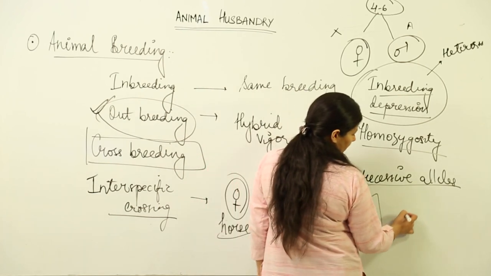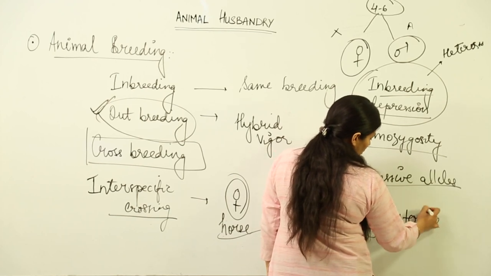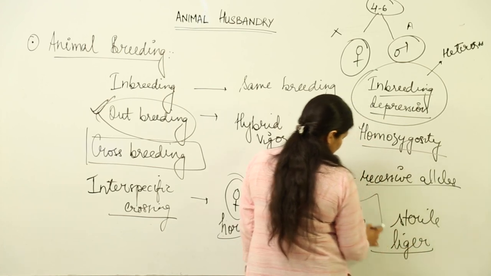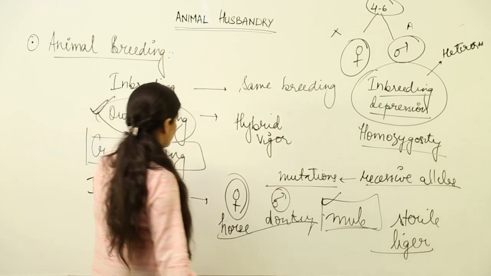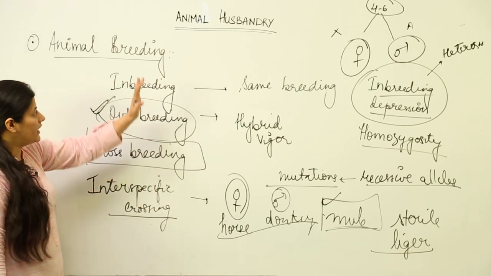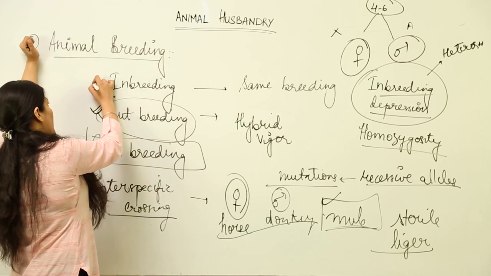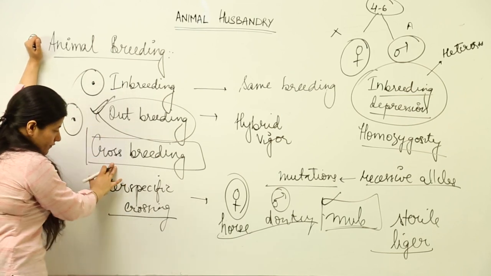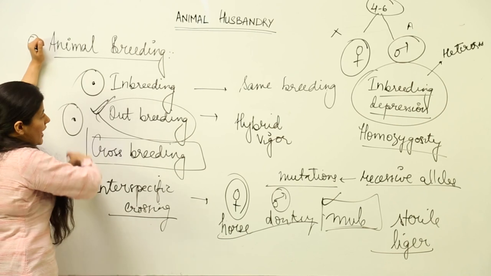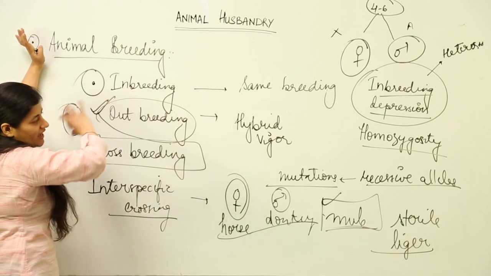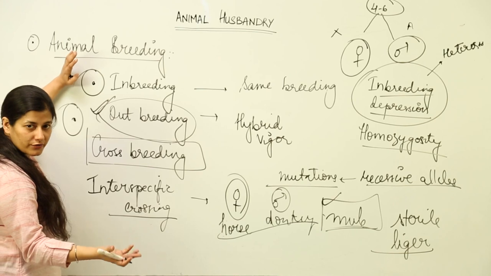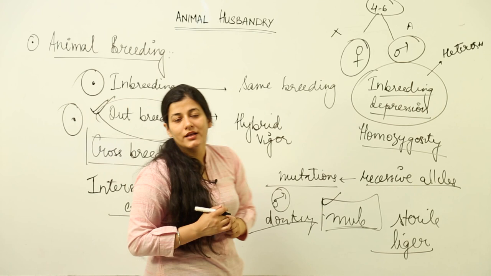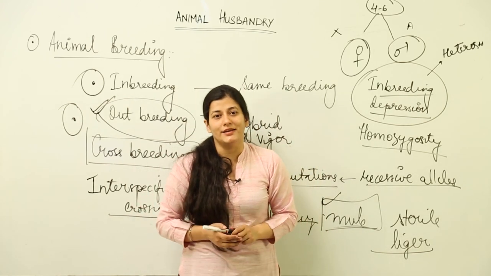These are examples of interspecific crossing, and the offspring are often sterile individuals. We have the example of the liger, from a lion and a tiger, and the example of the mule. So you get an idea: in animal breeding we have two main aspects, inbreeding and outbreeding. Under outbreeding we have crossbreeding and interspecific crossing, and this entire process is aimed at improving the quality of the organisms in order to increase the produce. That is all you have to understand in animal breeding.